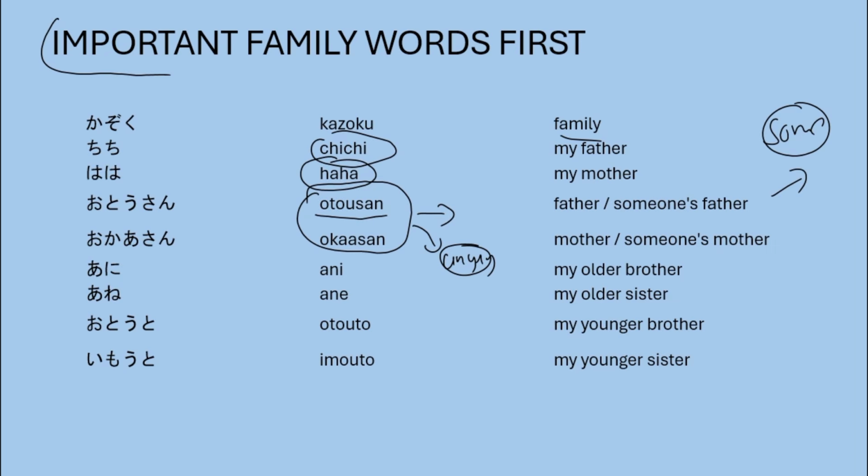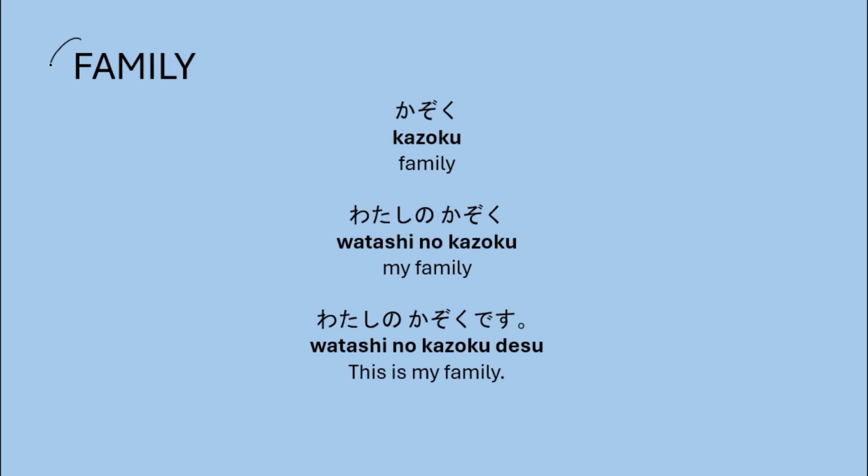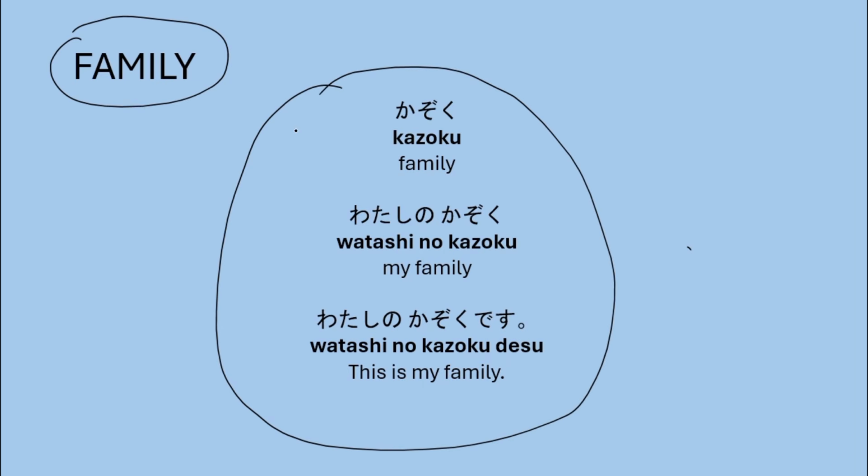Okay. Now let's see how we talk about our family, this is my family. As we already know, family is kazoku, and my family is watashi no kazoku. This is my family: watashi no kazoku desu. So you just have to add this. These three phrases are normally used to represent family.